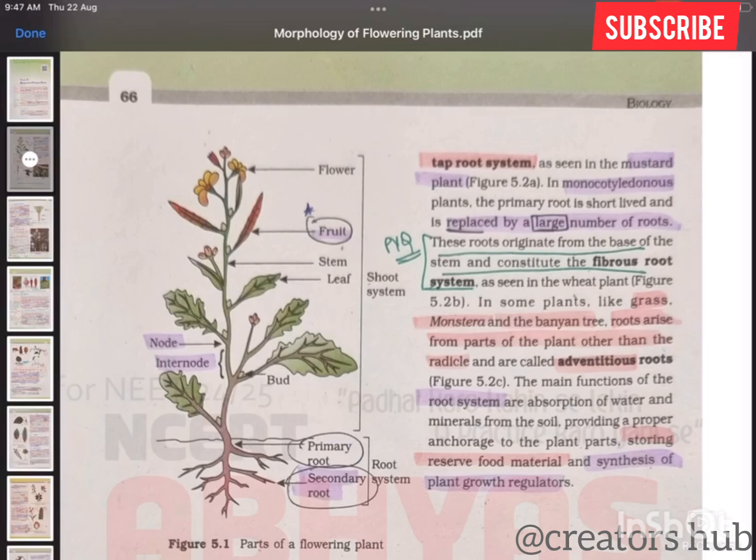Guys, from here a PYQ has come, so please concentrate. These roots originate from the base of the stem and constitute the fibrous root system.